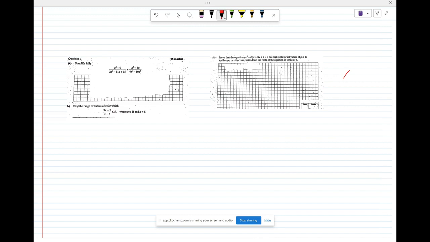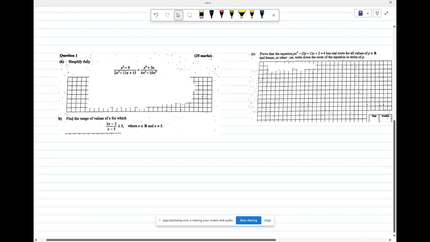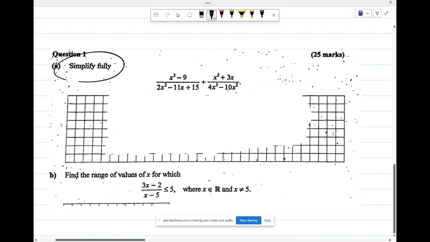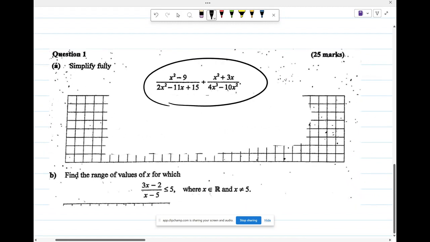So the next question is just a bit of algebra, just kind of gets us back up to speed to where we were. So I'll run through this quickly. So we're going to try to simplify fully this operation here. So this is actually a division sign.